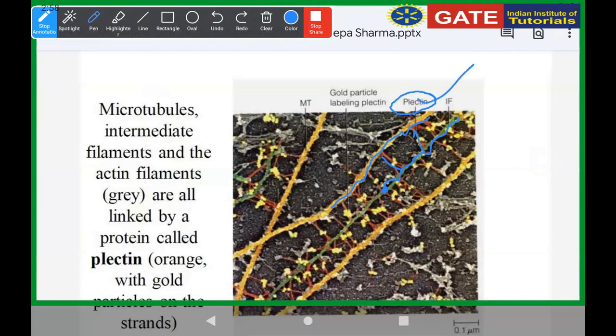Understood? Here the connective links are there, no? The orange thread-like structures, these are plectins. Like that, intermediate filaments and microtubules are interlinked.